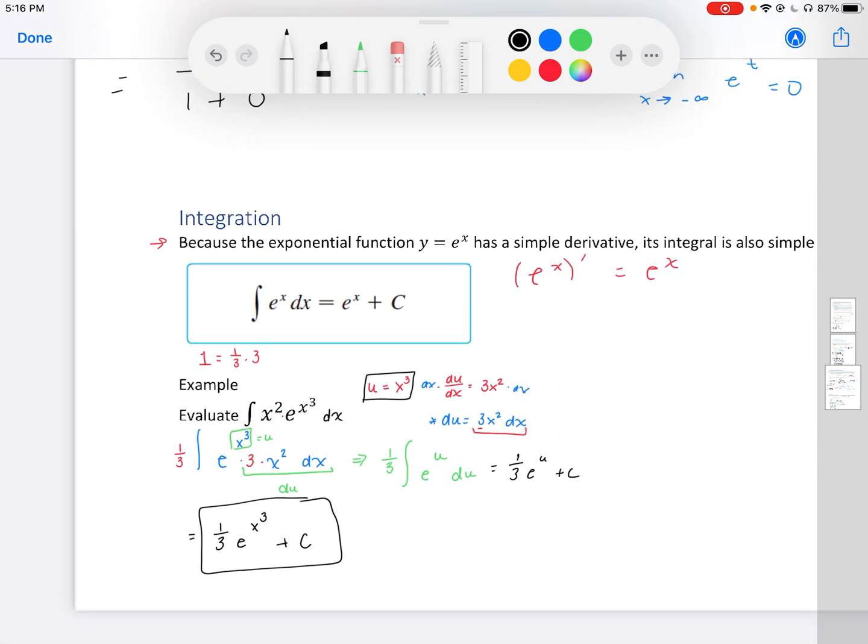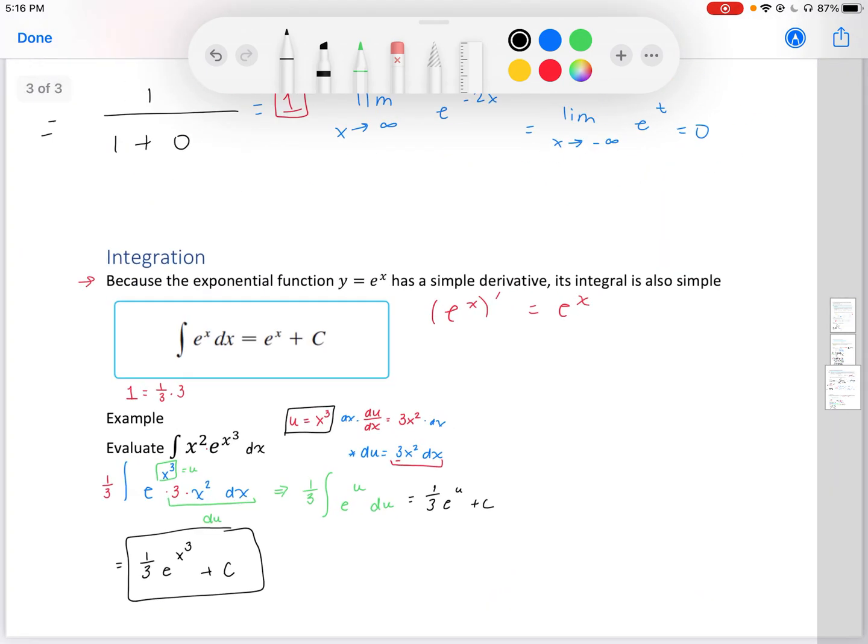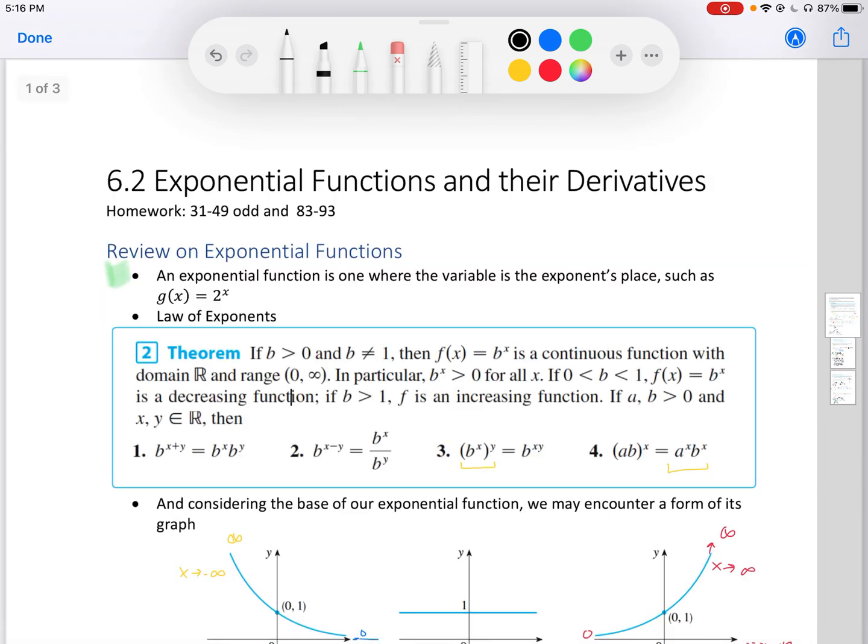All right, so this was working with e, taking the derivative, working with integrals, and a quick review on exponential functions. This was 6.2, exponential functions and their derivatives. Thanks.